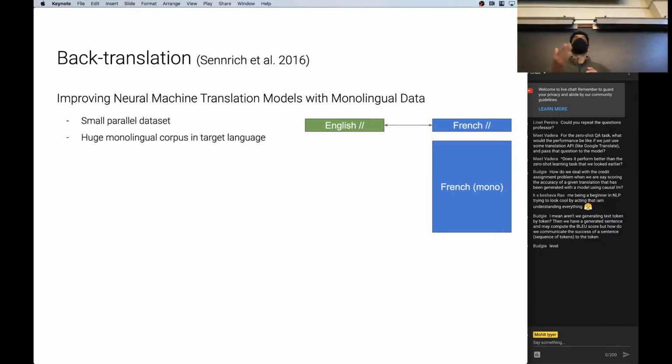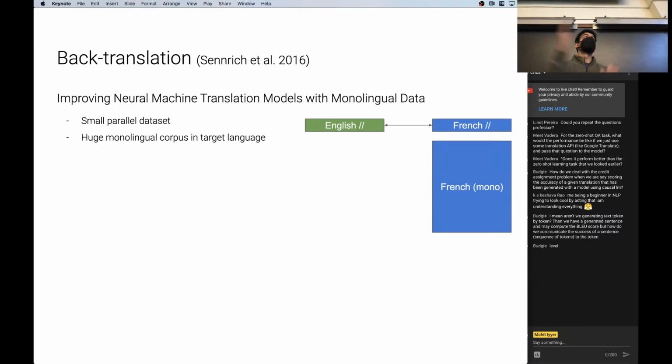But one of the features of these unsupervised systems was this idea of back translation. So we will talk about this because it's useful not only for translation, but for a variety of different other tasks. And so back translation was first proposed for this setting where you have a very small parallel data set. So maybe you have like 100 pairs between language A and language B, sentence pairs.